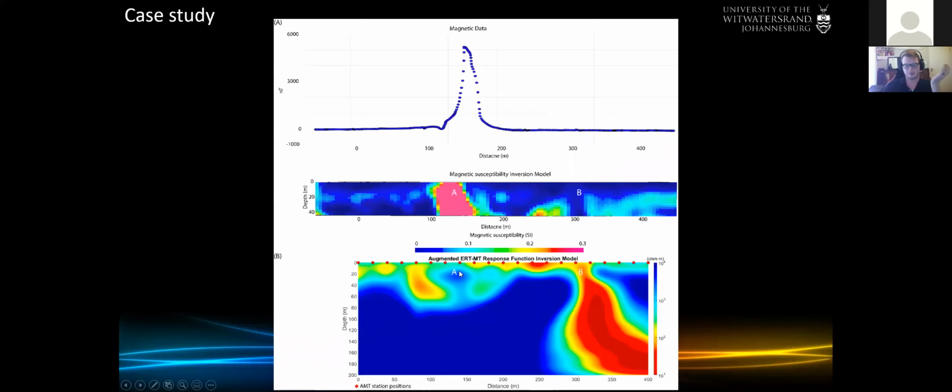So in general, we improved on recovering some of this resistor feature that was missing in the original inverse model, as well as the overburden getting a better mapping as well. So not too bad in recovering the resistive feature.